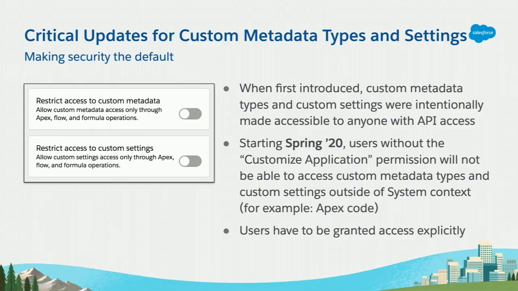With critical updates, when you think about custom metadata types and custom settings, when they were first released, anyone who had API access could access those metadata types and custom settings, and that was by design. But we're trying to introduce some default behaviors that are a little bit more restrictive. So starting in Spring 20, users with the Customize Application user permission will have the ability to read and access custom metadata types and custom settings. But if you determine that other users also need to access those settings and types, then you would need to explicitly grant them those permissions.